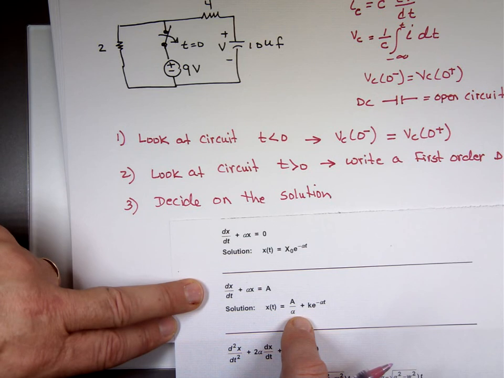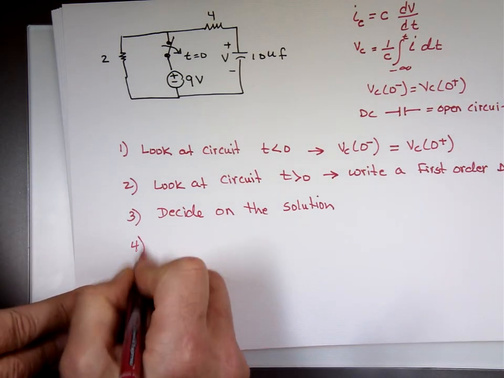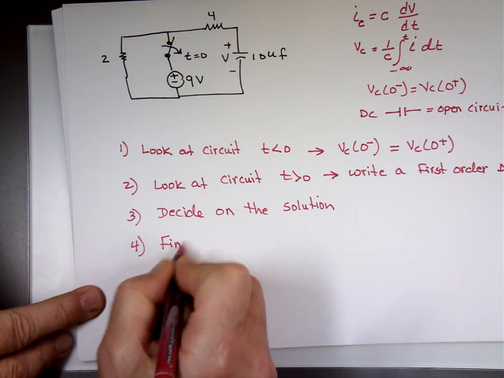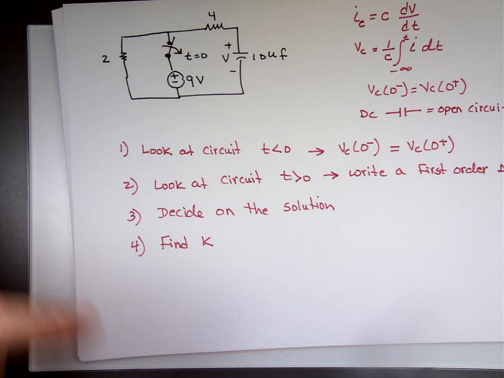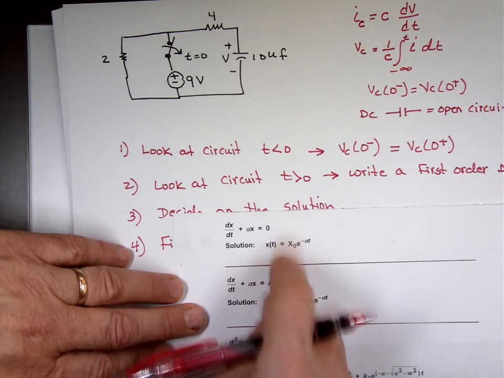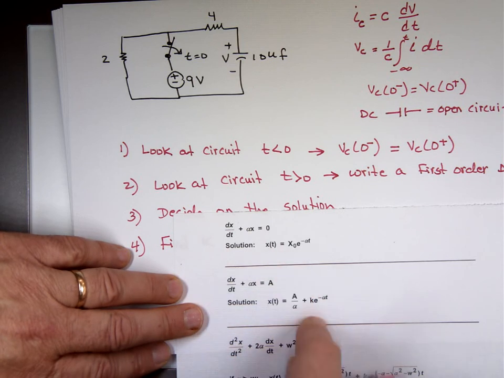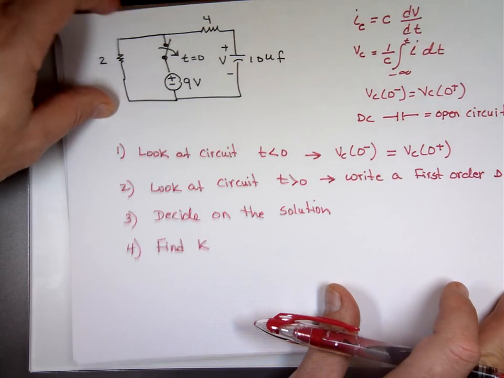And the last step is find K. I should have called this K instead of X sub 0. It's always going to be X sub 0, but I'd rather use K there, and I could have used K for both. I didn't think it through completely. So these are the steps I'm going to use.